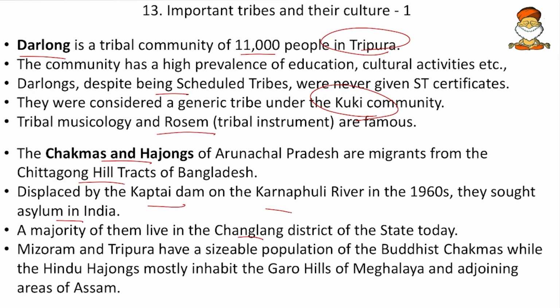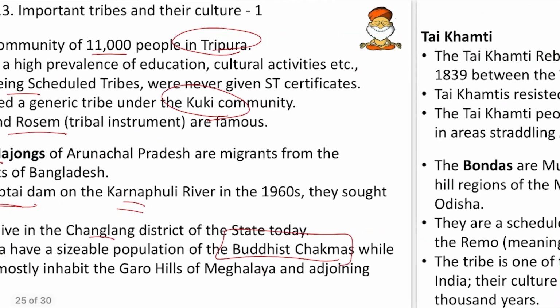Then Mizoram and Tripura have a sizable population of Buddhist Chakmas, while the Hindu Hajongs mostly inhabit the Garo Hills of Meghalaya. So friends, mark this very important thing: the Chakmas are Buddhists and the Hajongs are Hindus. Mark this as important, and mark Arunachal Pradesh and also Kaptai, then Karnaphuli. All these you can remember from a geography perspective.